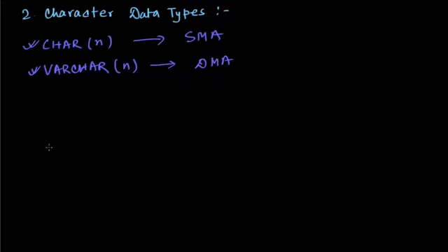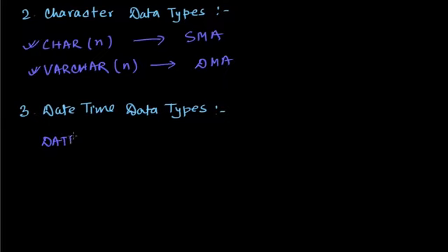We have another important data type group, that is date and time. Under this we have the first data type, datetime. This one will store date and time, of course. It will store the date in this format, for example January 31st, 1984, something like this.